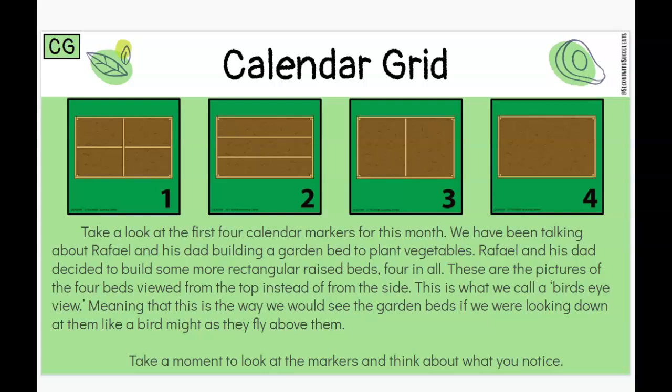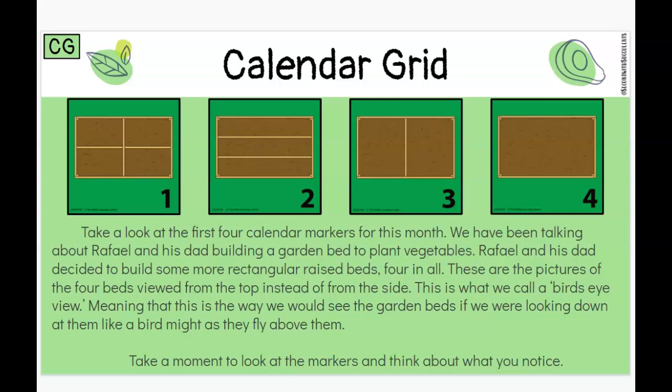Now we have been talking about Raphael and his dad building a garden bed to plant vegetables. Raphael and his dad decided to build some more rectangular raised beds, 4 in all. These are the pictures of the 4 beds viewed from the top instead of from the side. This is what we call a bird's eye view, meaning that this is the way we would see the garden beds if we were looking down at them like a bird might as they fly above.